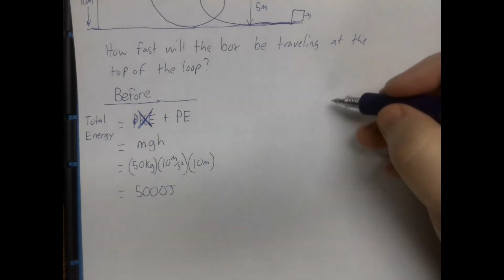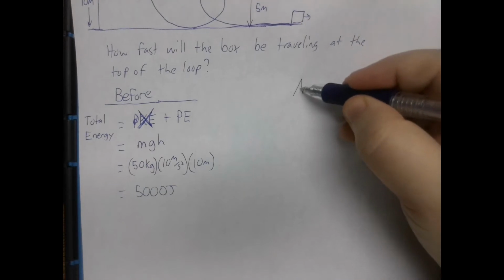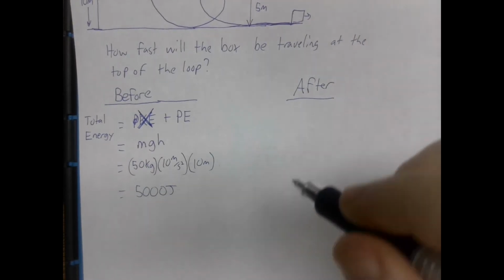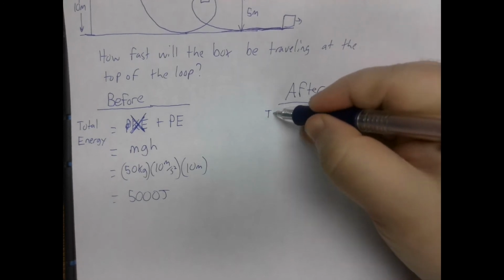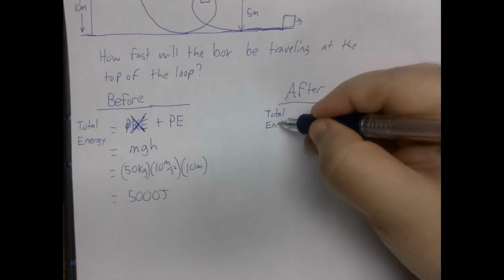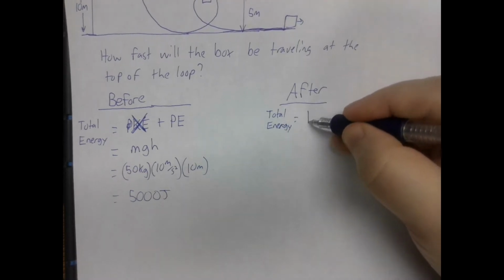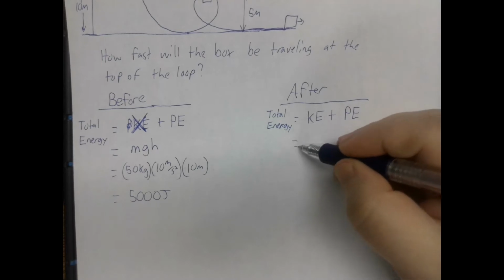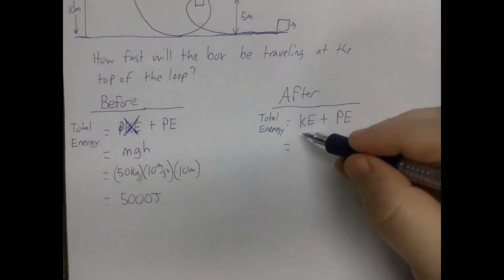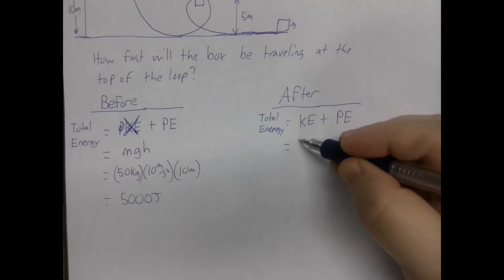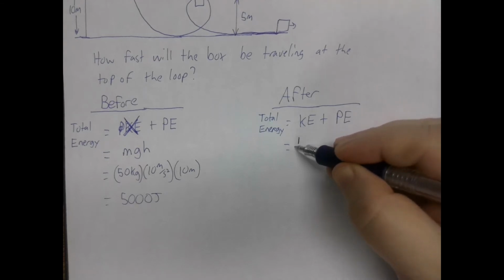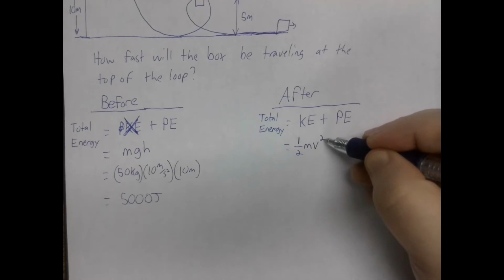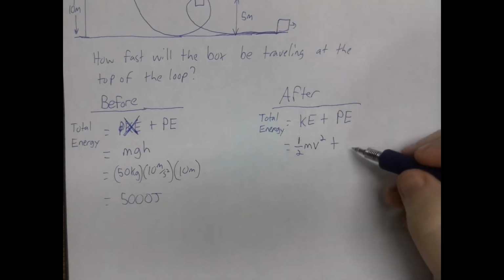Alright. So now let's look at the after. So after, the total energy is going to be equal to the kinetic energy plus its potential energy. So what's the equation for kinetic energy? Alright. And what about the potential energy? mgh.